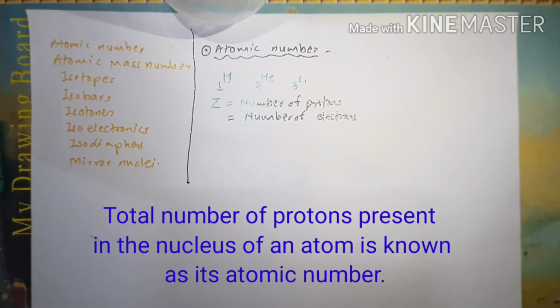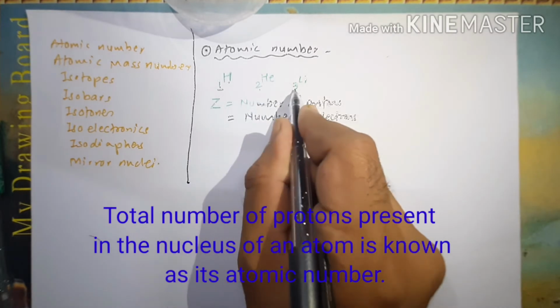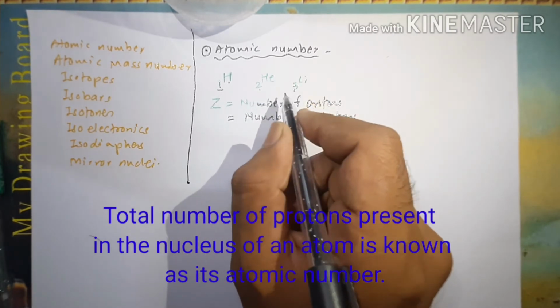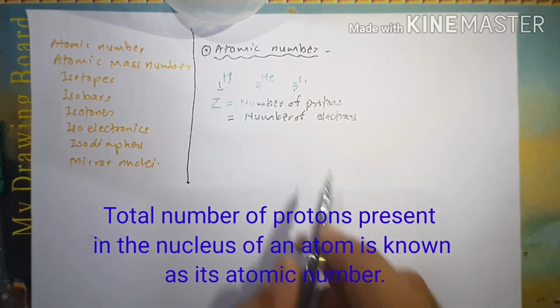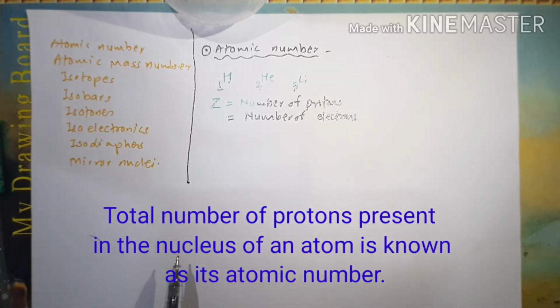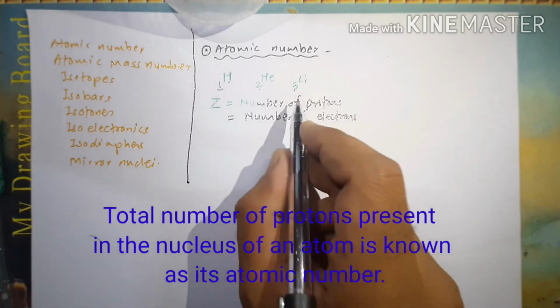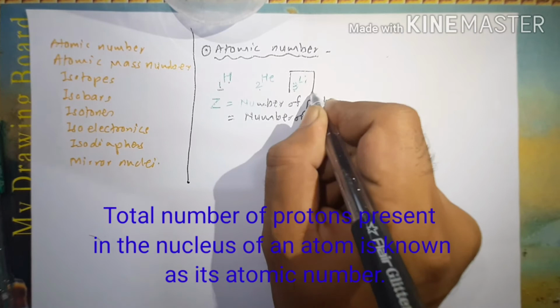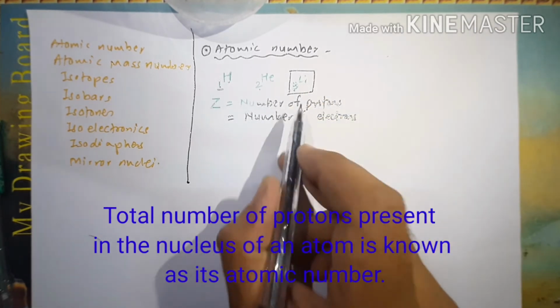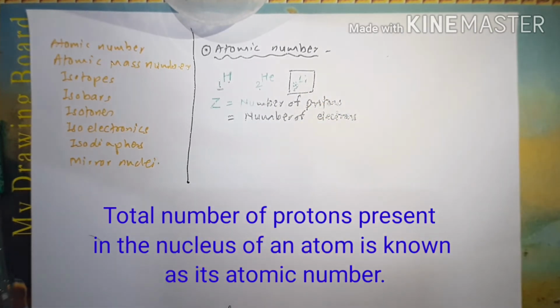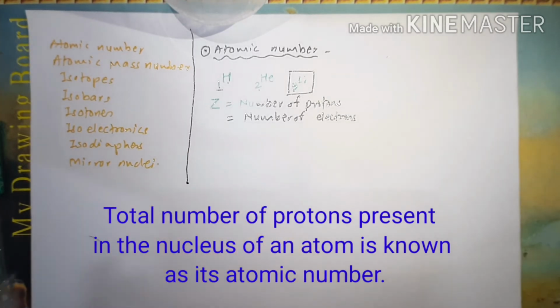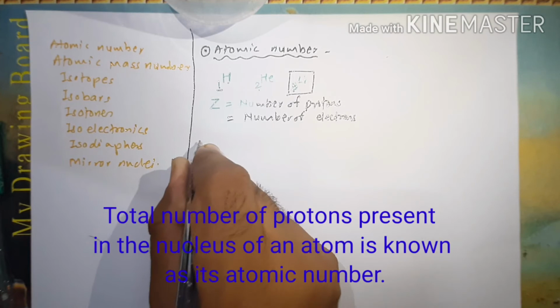Atomic number is the characteristic property of an element. When we say atomic number 3, it means it's lithium only. No other element has atomic number 3 except lithium. Atomic number determines the position of an element in the periodic table. So there is a certain place for lithium in the periodic table. The place is because of its atomic number. Atomic number determines the position in the periodic table.